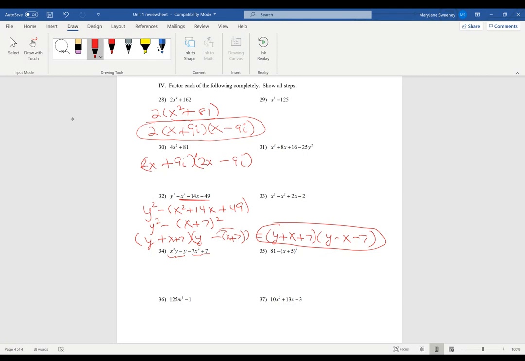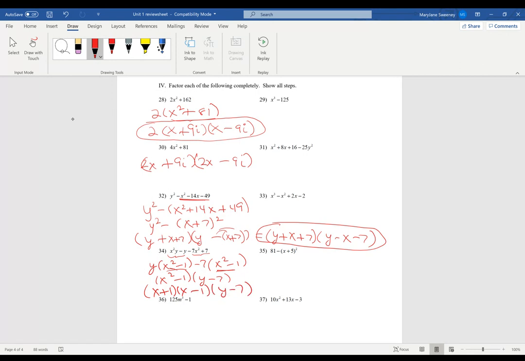34 is a 2 by 2 grouping. Factor out the y, get x squared minus 1. Factor out the negative 7, get x squared minus 1. Factor out the x squared minus 1 and get y minus 7. So you're pulling x squared minus 1 out of both of those. And then this is x plus 1, x minus 1, y minus 7.